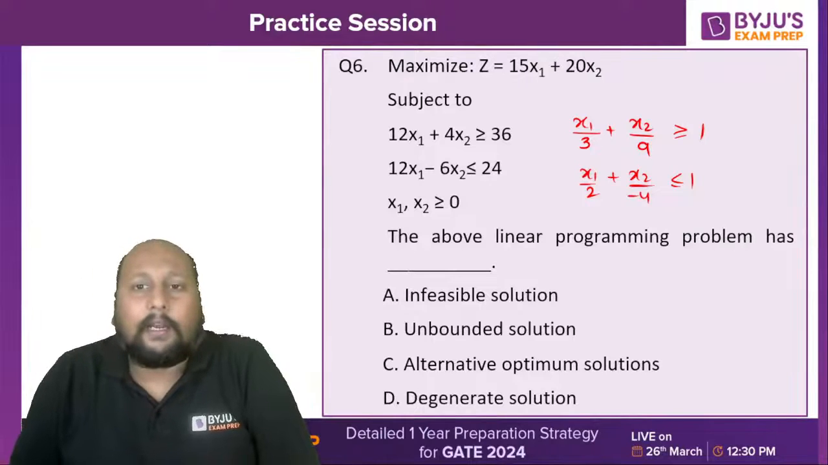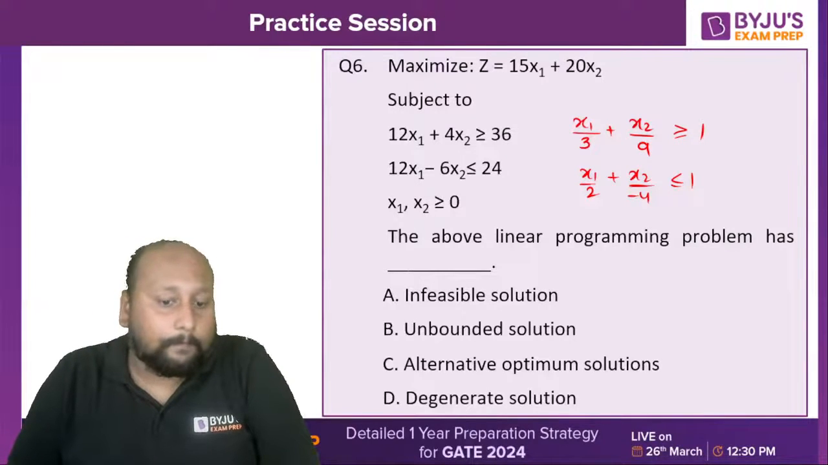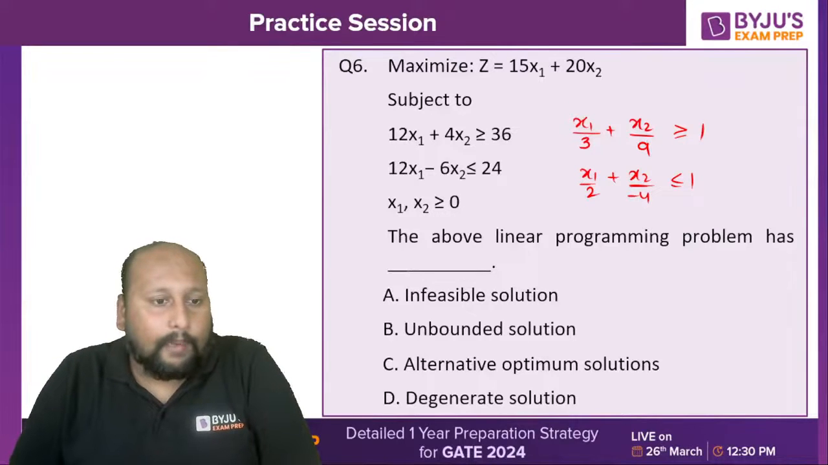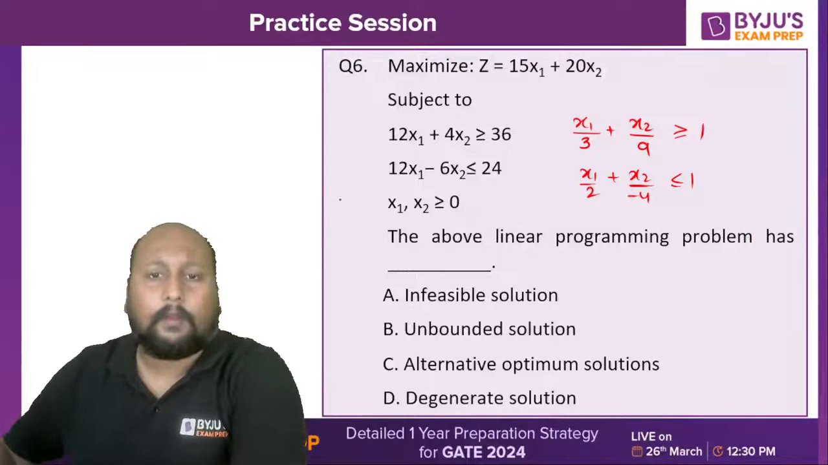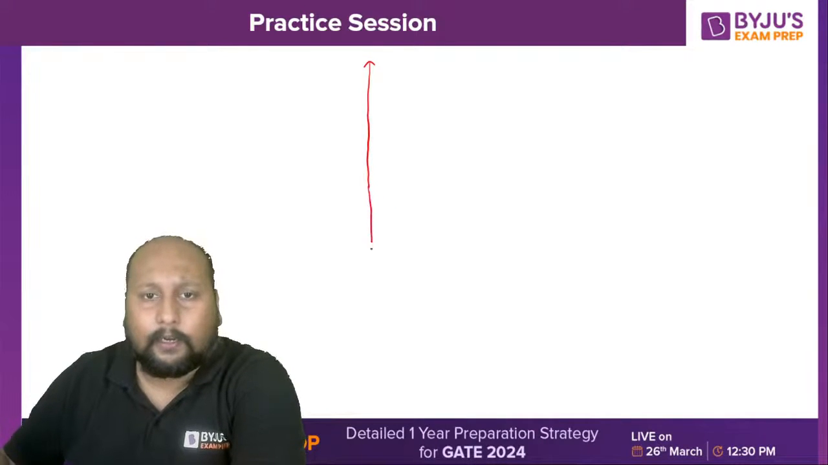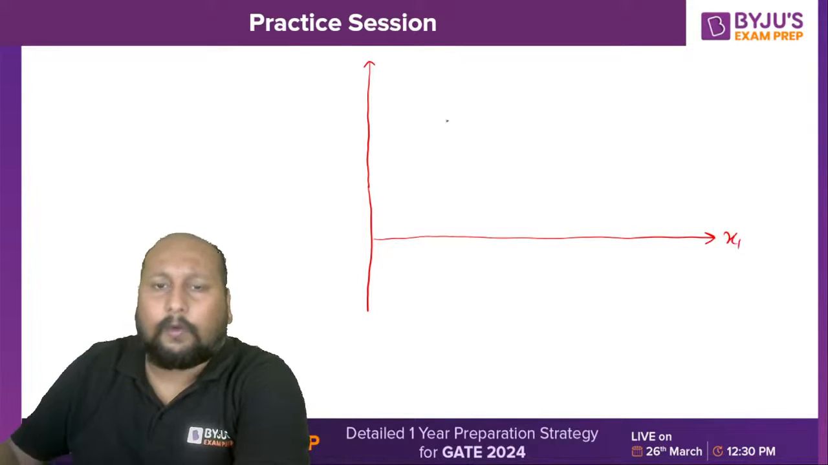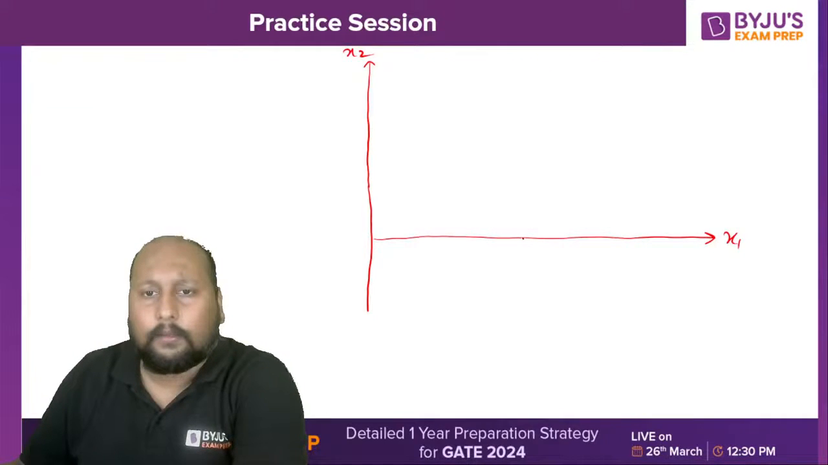Now let's plot this on a two-dimensional space and identify what kind of solution we are getting. Okay, very good. Saurabh has given me one response. Let's plot this on the graph and see what we get. We have this as x1, this as x2. The first intercepts are 3 and 9. Let's say this is 3 and this is 9, something like this.